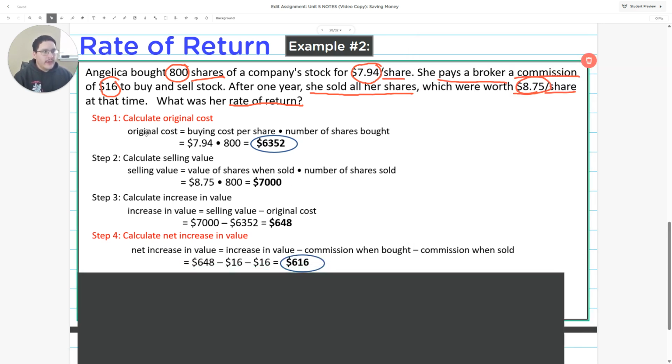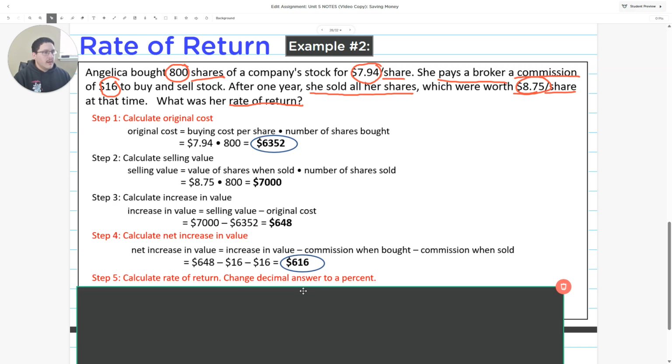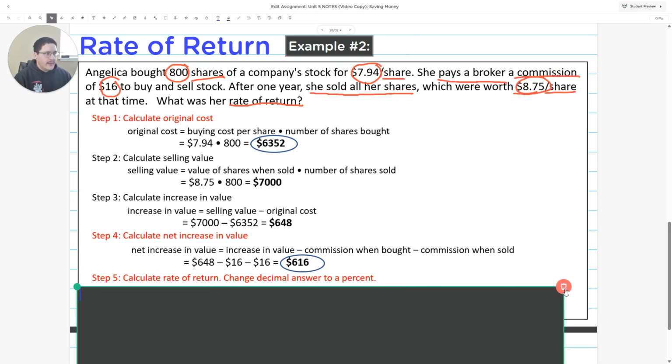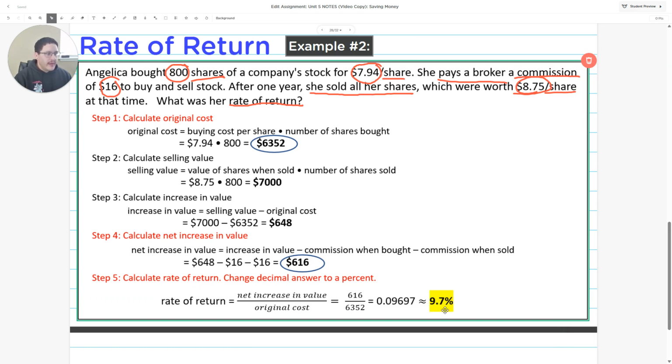Now, notice how step 4 and step 1 are circled. We're going to use these two numbers and divide them to find the percentage of the rate of return. So to calculate the rate of return, we're going to divide 616 with 6,352. We're going to change this into a percent by multiplying by 100. And we get, to the nearest decimal, 9.7% return. If we were to round it, 9.7% return.